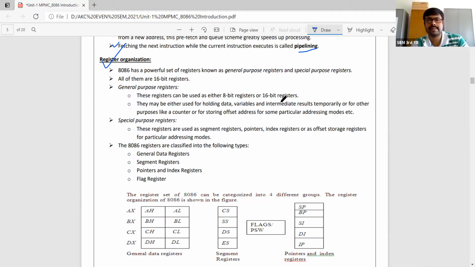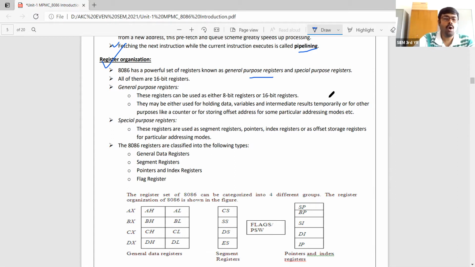8086 has a powerful set of registers known as general purpose registers and special purpose registers. So broadly, we can classify the 8086 register set into 2 different sets. One is called the general purpose register, another is called the special purpose register. Remember these 2 terms.